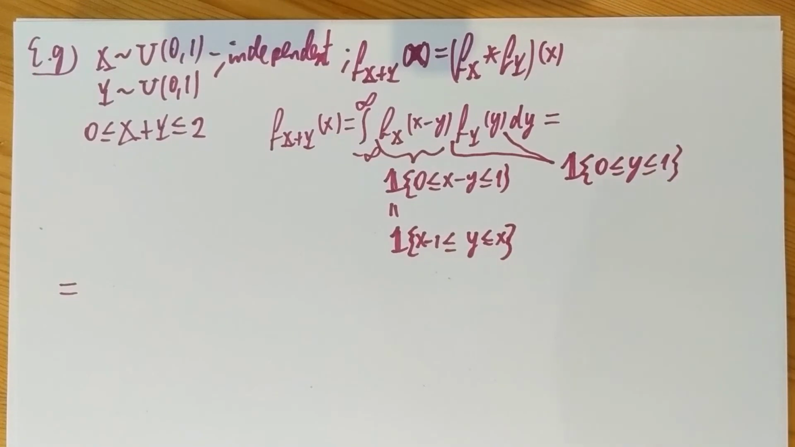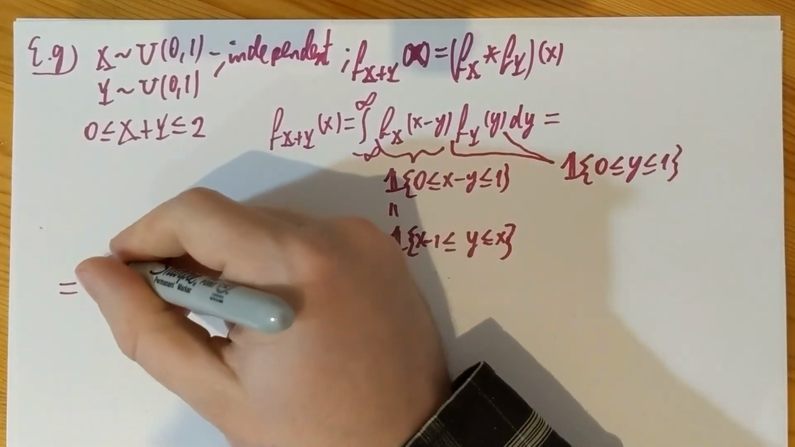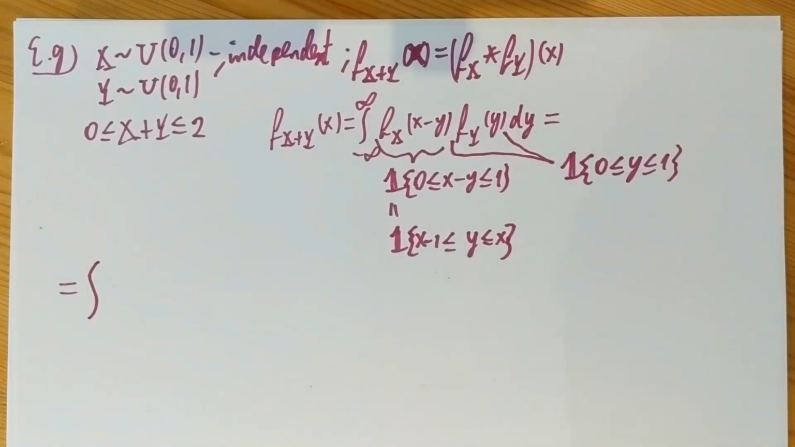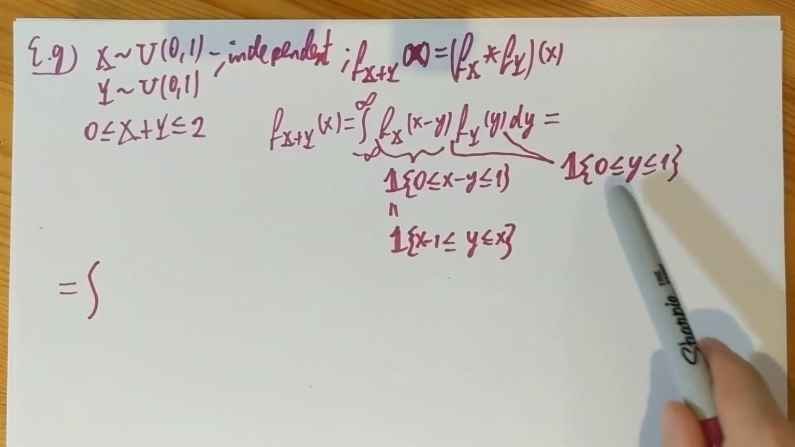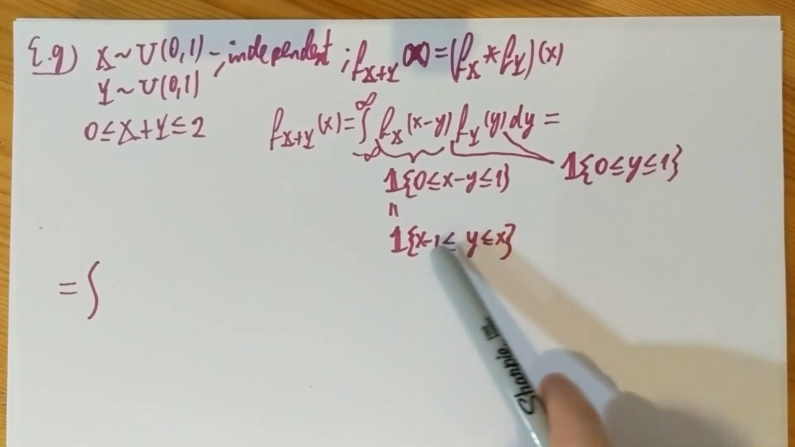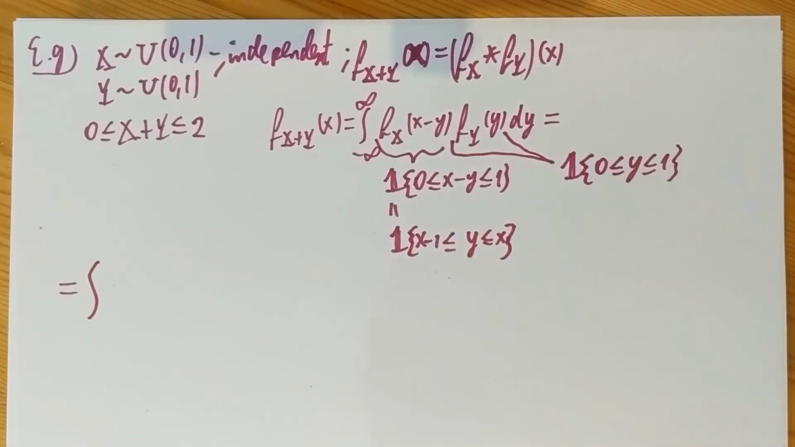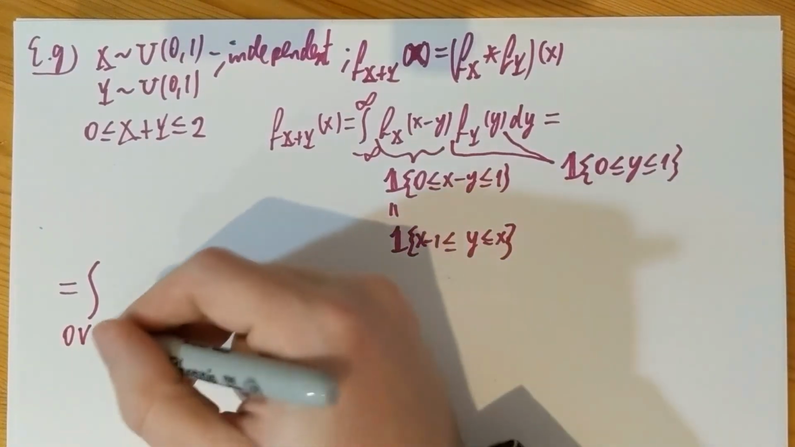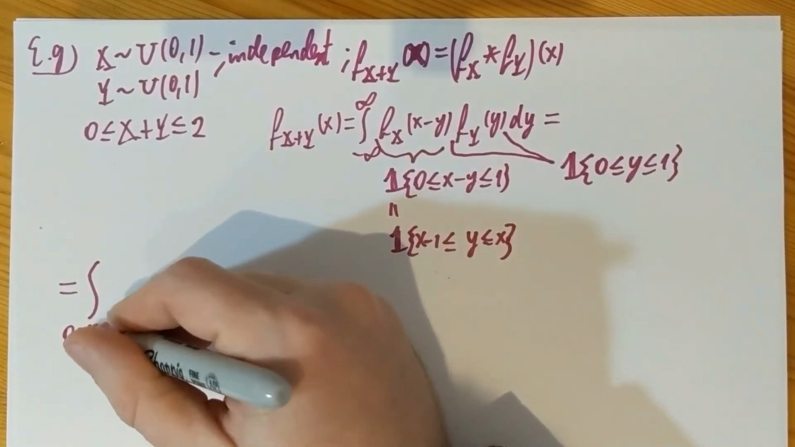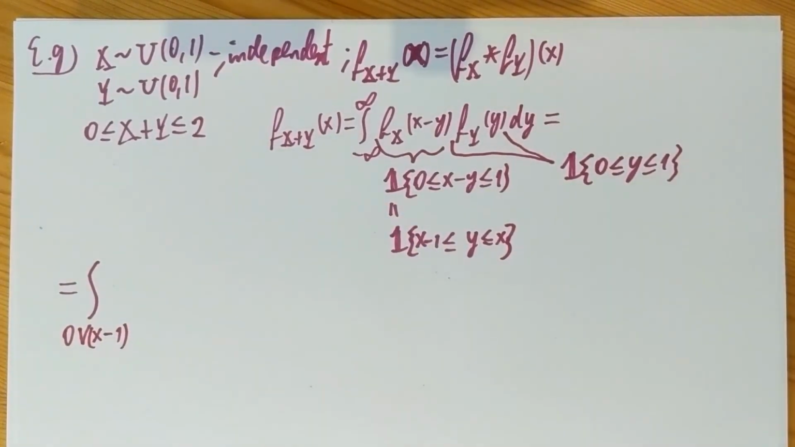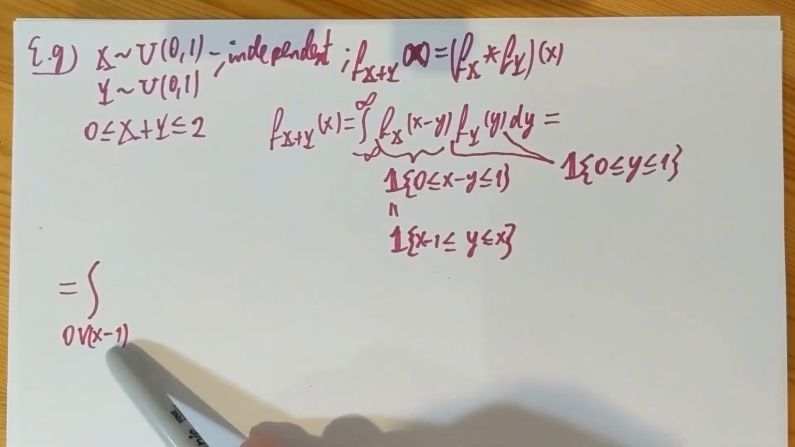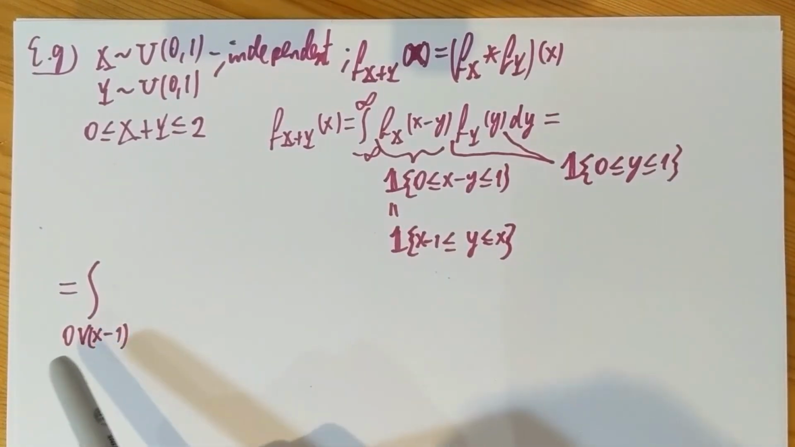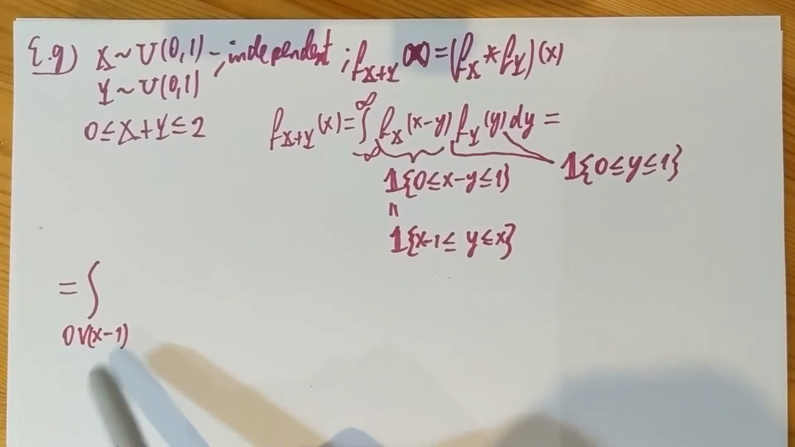Otherwise, what I am integrating is 1. So I'm going to integrate from... both of these lower bounds need to be satisfied. So I'm going to say that it's the larger of them, the larger of 0 and x minus 1. This is a notation for the maximum, the larger of these two numbers. Whichever of 0 and x minus 1 is the larger, that's where I go from.